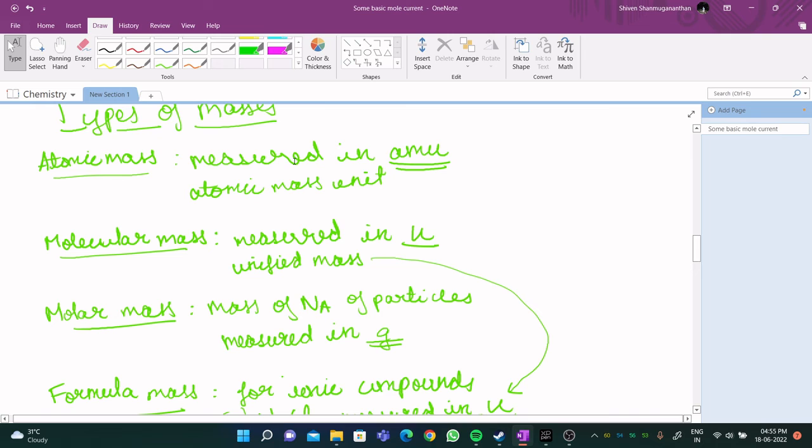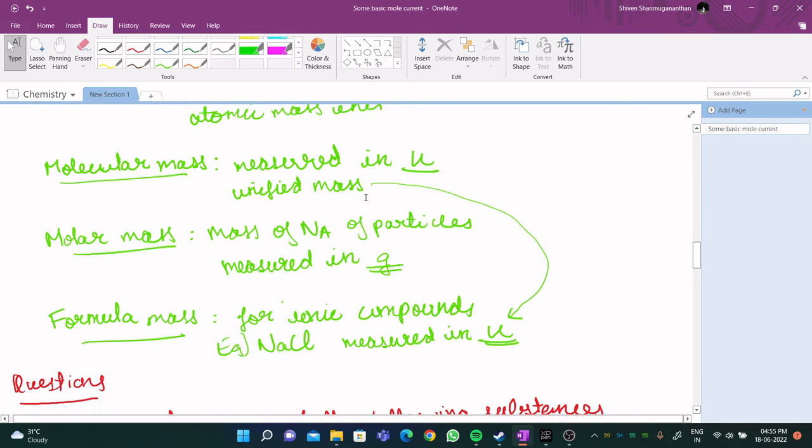It is the mass of one atom of an element. It's measured in AMU, which stands for atomic mass unit. Molecular mass is the mass of one molecule of an element or a compound. It's measured in U, which stands for unified mass. Then molar mass is the mass of Avogadro's number of particles. It's measured in grams.